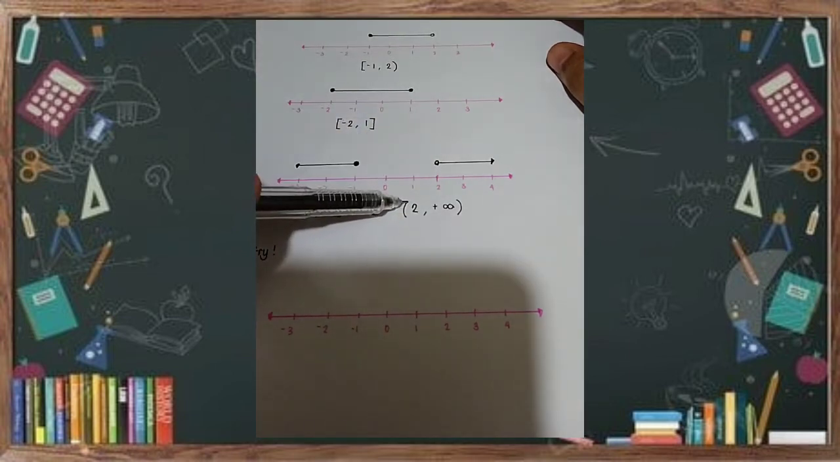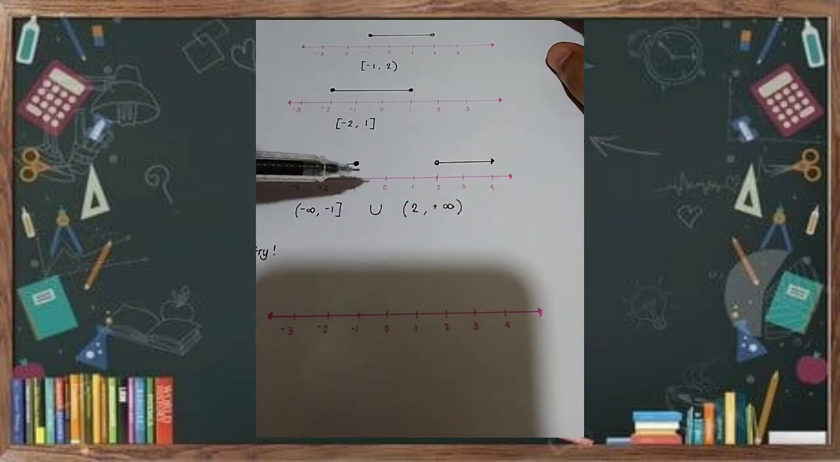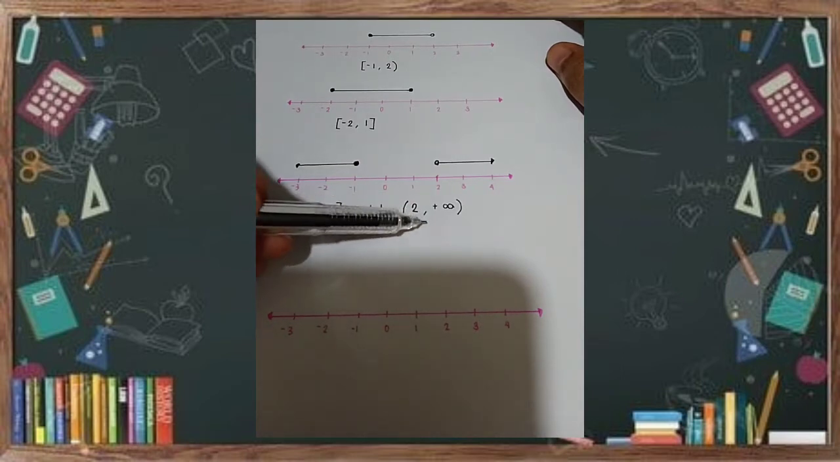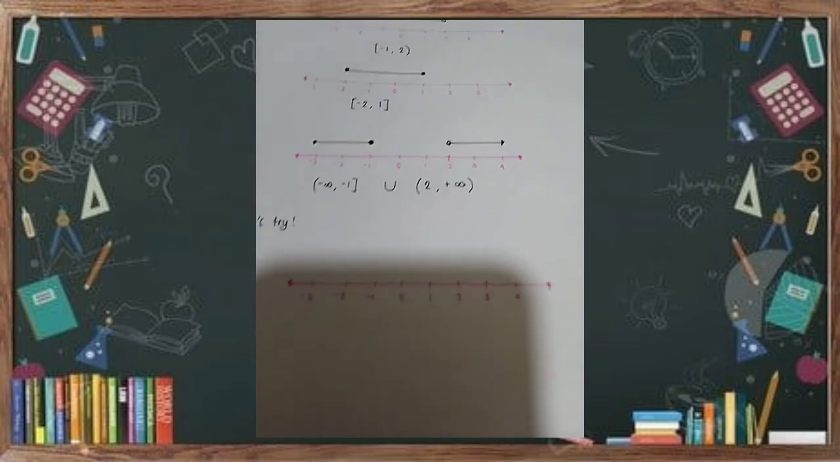Kaya isusulat natin siya into this, like this. Yan. And it is a union between negative infinity and -1 and 2 and positive infinity. Okay, so let's try this one.